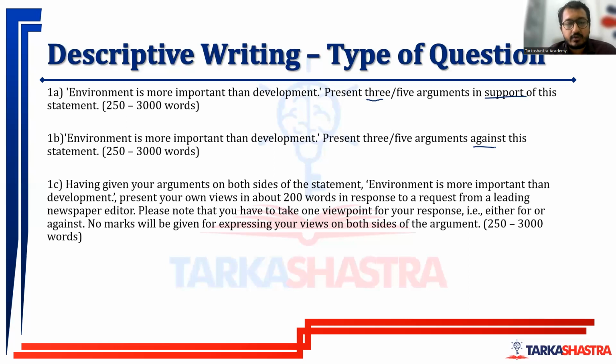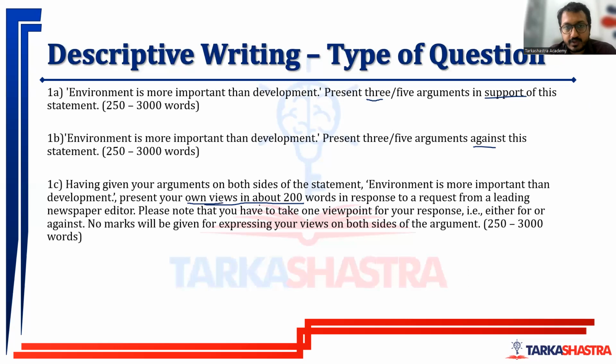Okay. Now that you have given your opinion for and against, there is a third type of question. Read this type of question carefully and prepare for it, or start understanding or start gauging what you can write in such situations. So having given your arguments on both sides of the statement, environment is more important than development, right? So you have given both arguments above, whether you support or against. Present your own views in about 200 words.